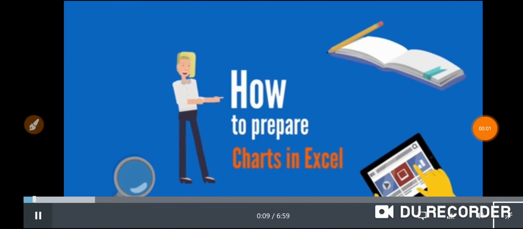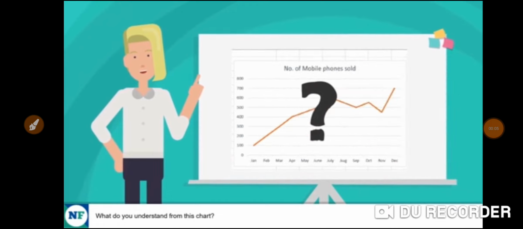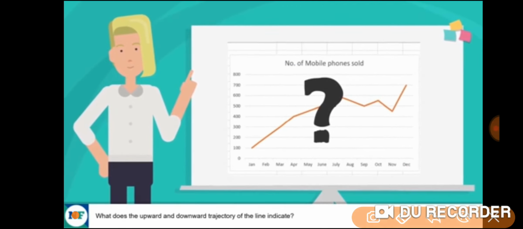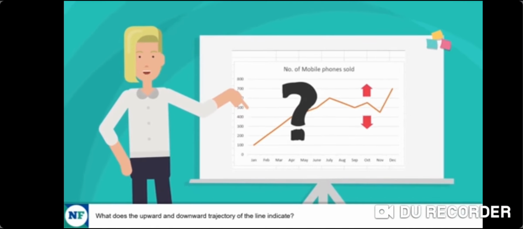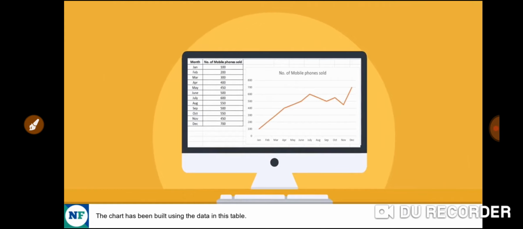Excel. Introduction. Observe the following chart. What do you understand from this chart? What does it show? What does the upward and downward trajectory of the line indicate? Look at this table. The chart has been built using the data in this table.